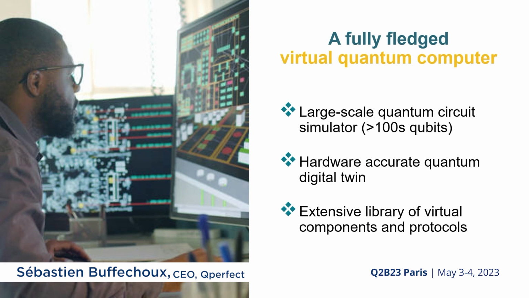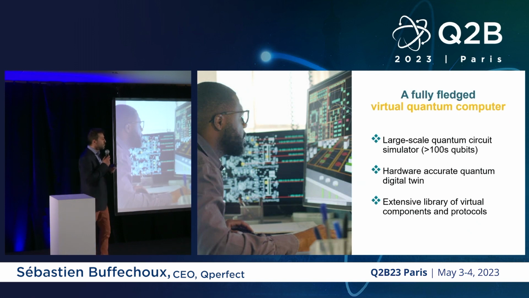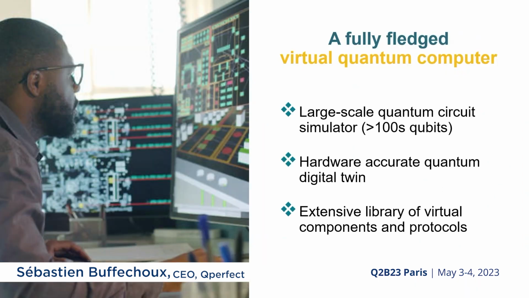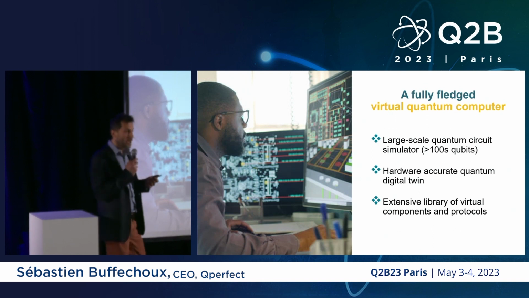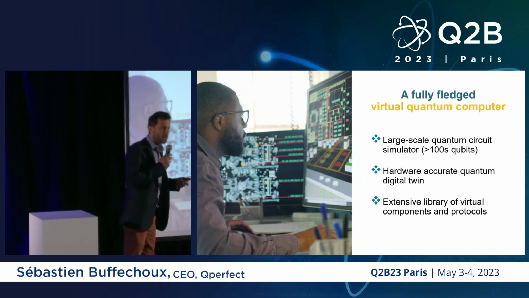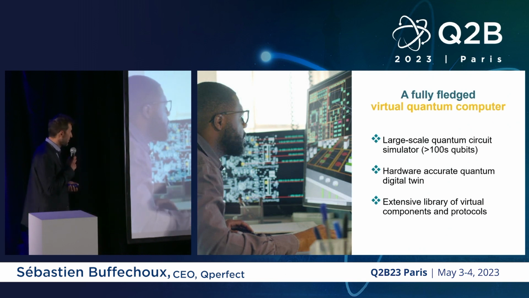So our fully fledged virtual quantum computer is built on different modules. The first one is a large-scale quantum circuit simulator, able to simulate up to hundreds or even thousands of qubits, depending on the entanglement of your circuits. And you can already have free access to this tool if you go on our website. And then there is a module in which you can build, brick by brick, your digital twin with the best accuracy ever attained on the market.